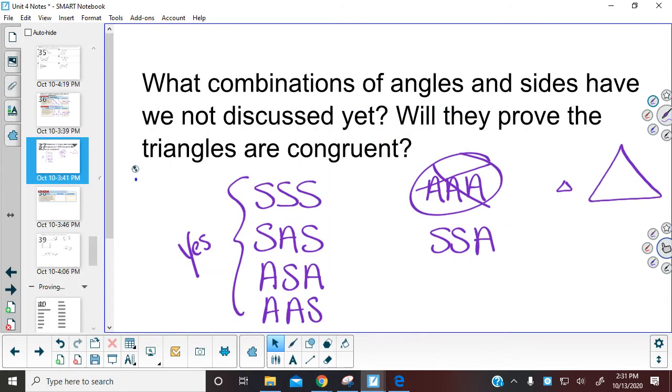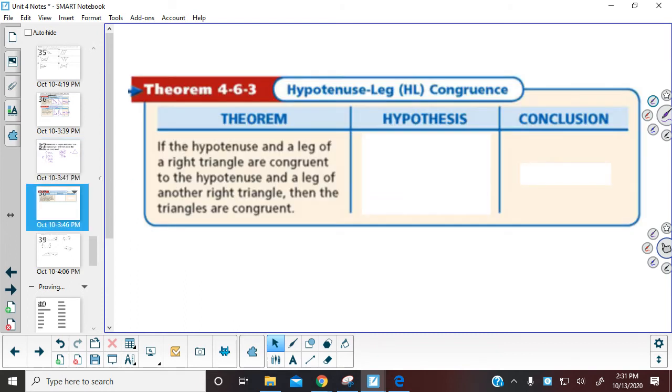Now, we still don't call it SSA. You will never write SSA. You will never write ASS. However, you could have a situation in which you're using a right triangle and you're going to have the opportunity to use HL. So notice it only works with right triangles. If you do not have a right triangle, you cannot use HL. With that being said, if you have a right triangle, it does not automatically mean that you can use HL, okay? It means you could. It doesn't mean that it's 100% for certain.